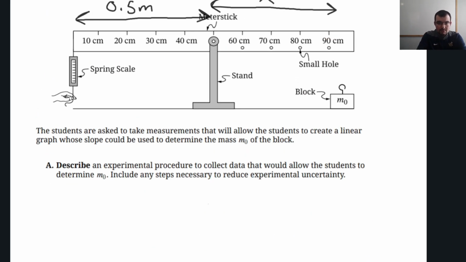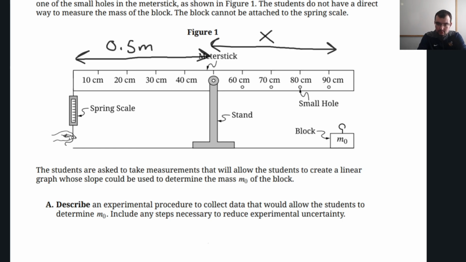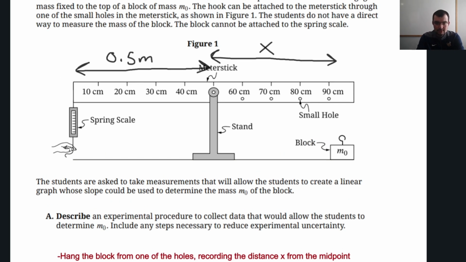So for my procedure, pretty straightforward. It even gave us that there's all these holes drilled into it. So we're hanging a block from one of the holes. We record the distance x from the midpoint. Use the spring scale to record the force required to balance the meter stick at each point. And to reduce uncertainty, repeat for multiple holes, recording the x and f each time.